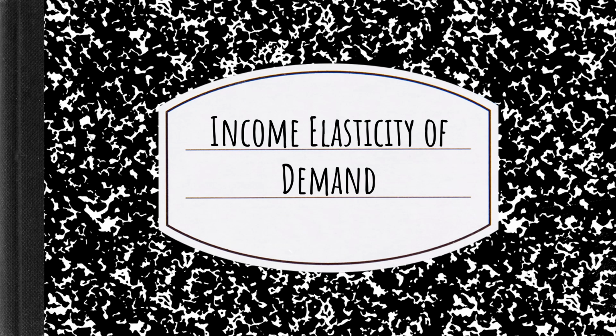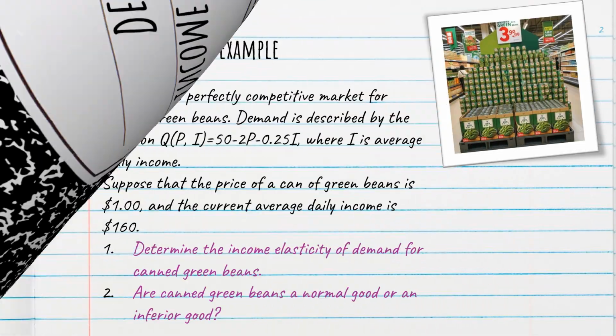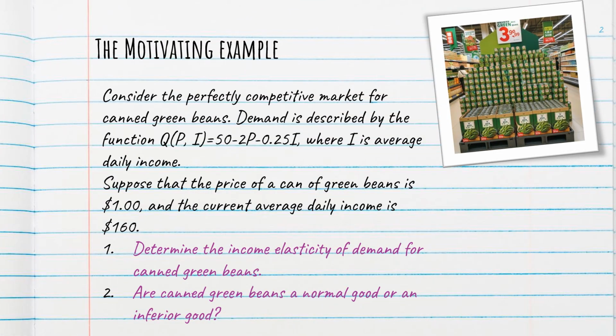Let's learn how to solve an income elasticity of demand question. Consider the perfectly competitive market for canned green beans. Demand is described by the function 50 minus 2p minus 0.25i, where I is average daily income.